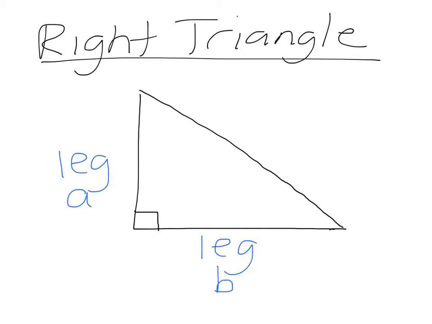The side that is opposite the right angle, anyone know what that's called? It's called the hypotenuse. So we have two legs and a hypotenuse, and those are what makes up the sides of the right triangle. We'll call the hypotenuse C, and you'll understand later why I'm using the letter C.